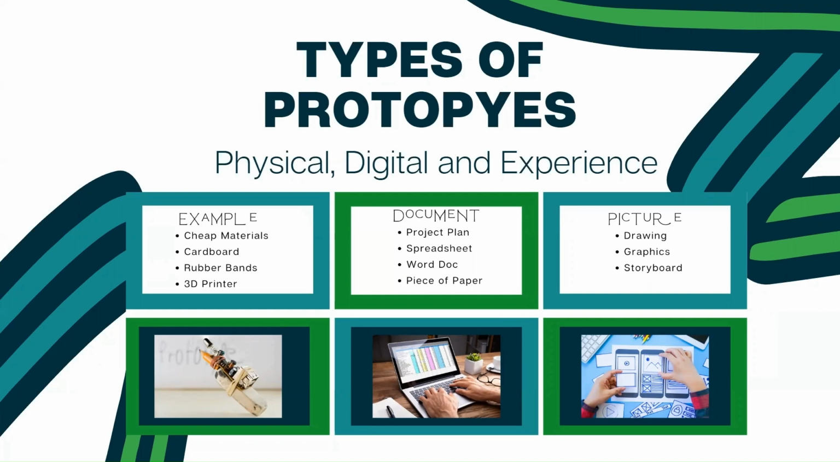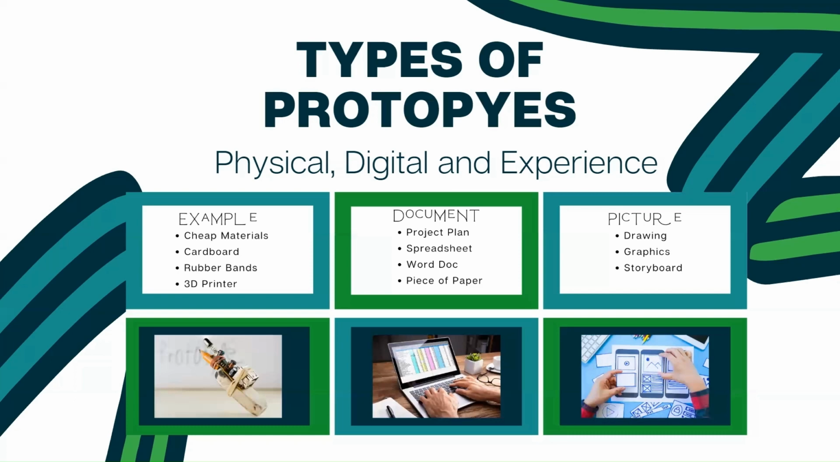So some examples, like I said, you can use cheap material like cardboard, rubber bands. If you have a 3D printer, that works really well when you're building a product. If you are doing more of a process or a policy or something like that, you can just create a document. It could be a project plan, spreadsheet, a Word doc. Literally, you can write something on a piece of paper and that can be your prototype.